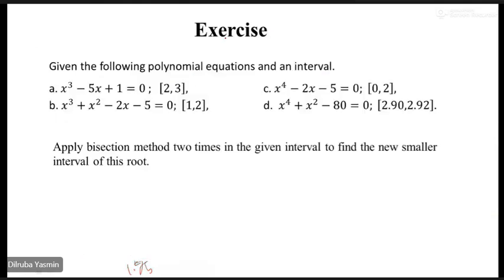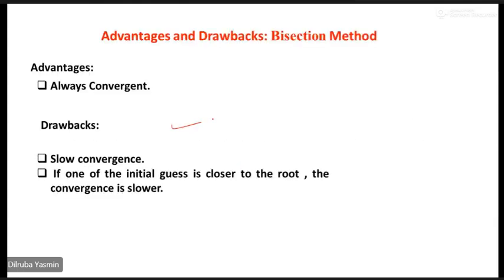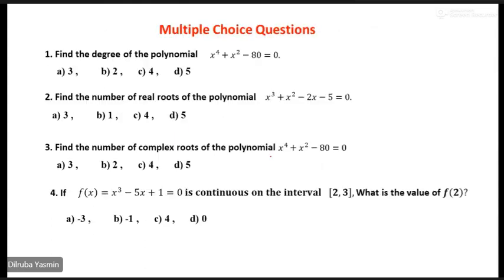So here is the exercise problem. Please try to apply the bisection method to predict the root of this polynomial. Somewhere you get the interval, so please check it and try to practice as much as you can. Here you get the advantages and disadvantages of the bisection method. Please try to read this. Don't worry, because sometimes someone asks for the advantages of the bisection method. Someone asks you what the disadvantages of the graphical method are.